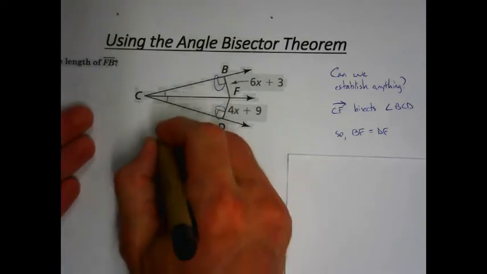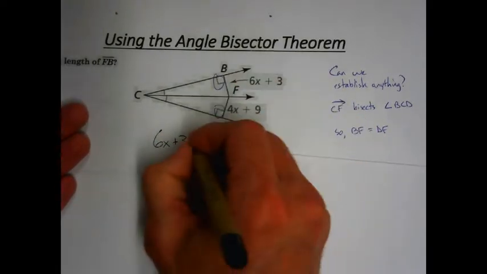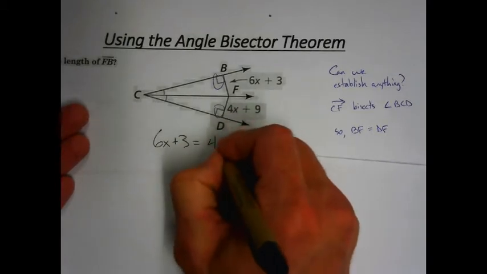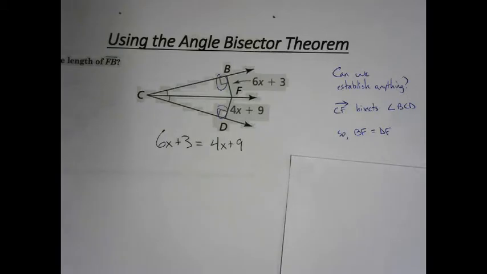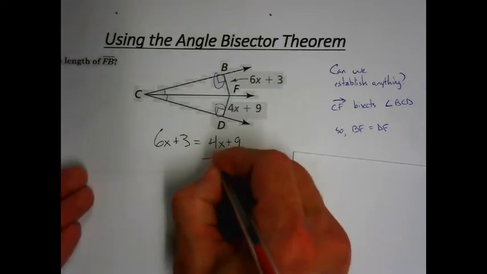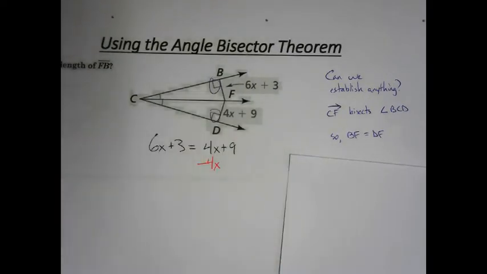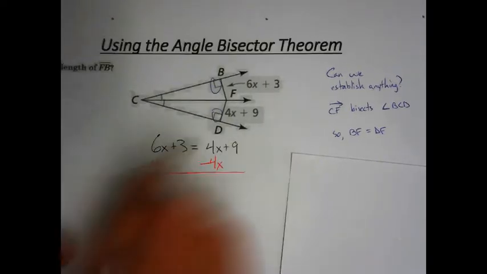So we know that 6x plus 3, or BF, is equal to 4x plus 9, or DF, right? We can establish that. So here's an example of another trick for algebra. I got variables going on. I like to undo my smaller one first. So instead of subtracting 6x, I'm going to subtract 4x first, because I like to subtract the smaller coefficient first. Just a little hint, you're welcome.